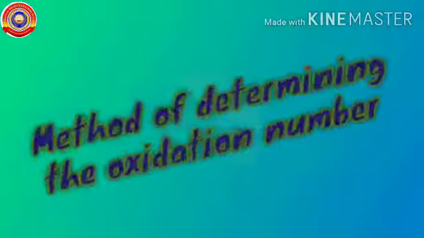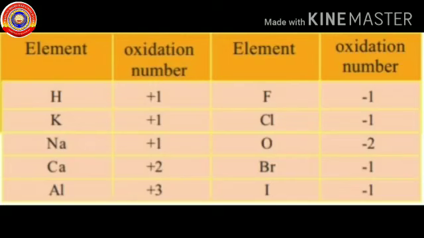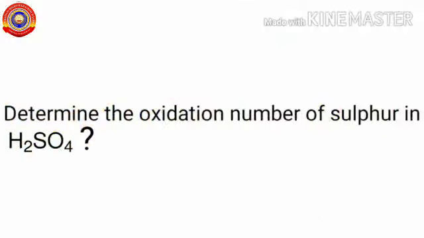Now let's learn the method of determining the oxidation number. See some of the oxidation numbers of elements. Hydrogen, potassium, sodium all have the oxidation number +1. Calcium has an oxidation number of +2, aluminium +3. Fluorine, chlorine, bromine, iodine possess -1 oxidation number, and oxygen has -2 oxidation number. Using this table, let us find out the oxidation number of sulfur in H2SO4.